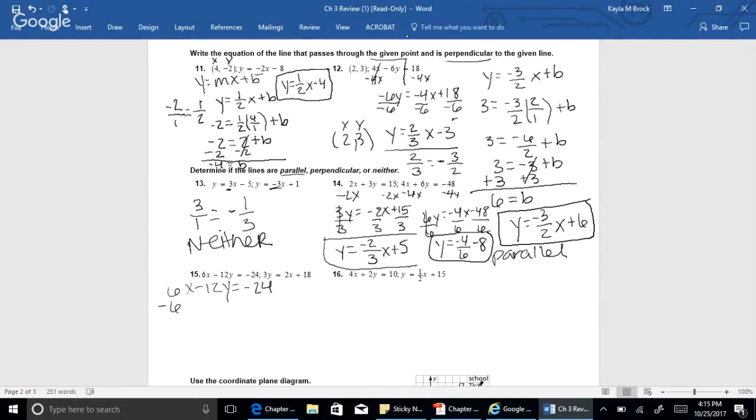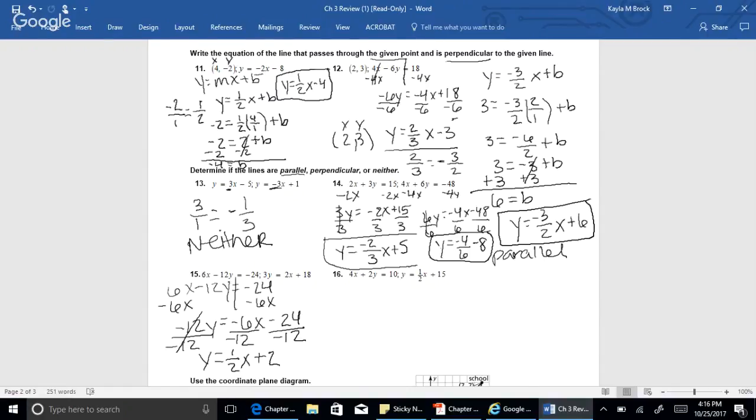Okay, we're going to subtract the 6x across. Divide by negative 12. A negative divided by a negative is a positive, and 6 over 12 is the same thing as 1/2 x. 24 divided by 12 is 2. So this is y equals 1/2 x plus 2.